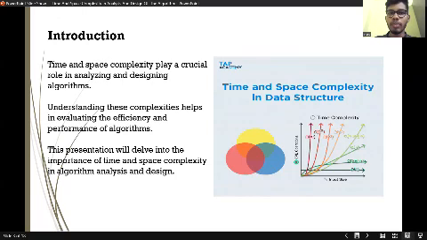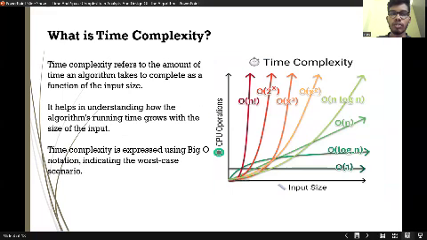Time and space complexity play a crucial role in analyzing and designing algorithms. Understanding these complexities helps in evaluating the efficiency and performance of algorithms. This presentation will delve into the importance of time and space complexity in algorithm analysis and design. So the first question that will arise in our mind is, what is time complexity?